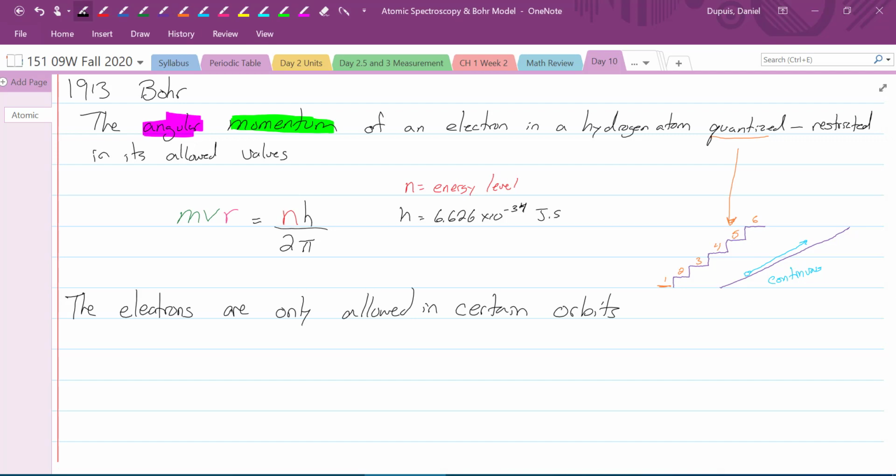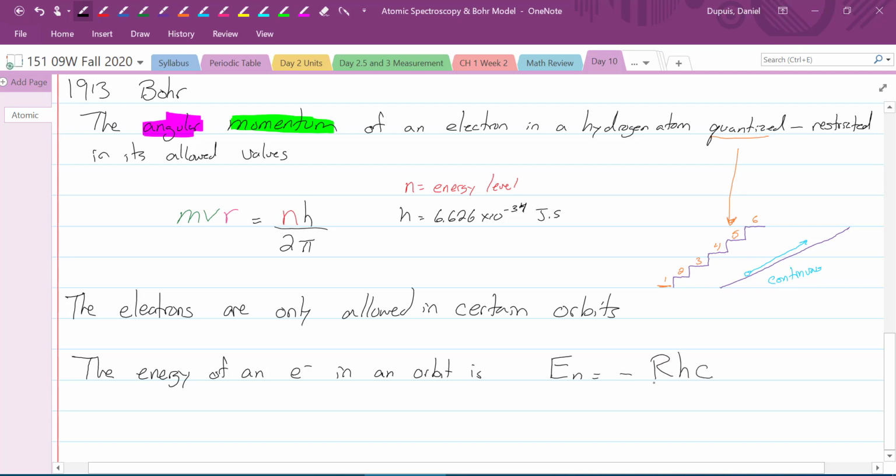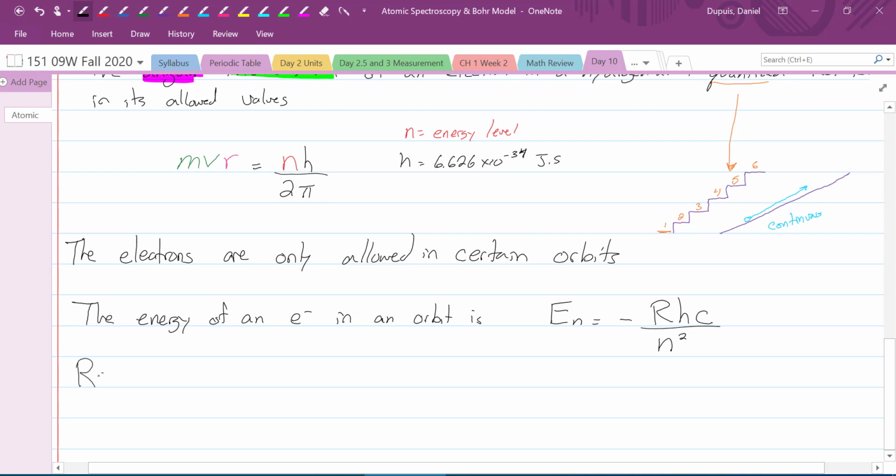Well, the energy of an electron in an orbit can be represented by En equals negative RHc all over n squared. Well, R is a new number. R is the Rydberg constant, which is 1.097 times 10 to the 7th, meters negative 1. Meters is on the bottom.